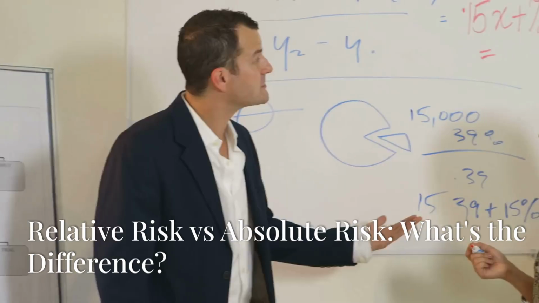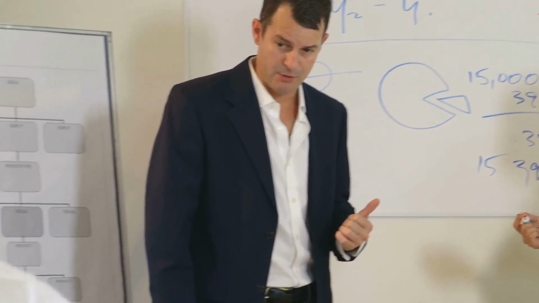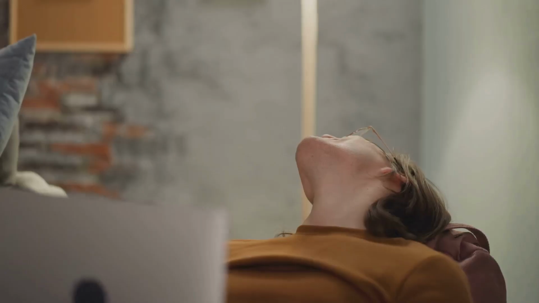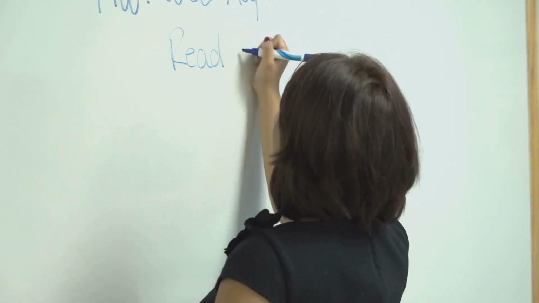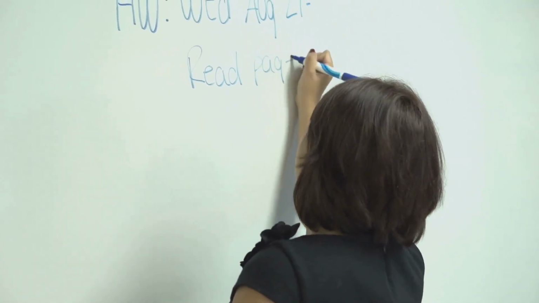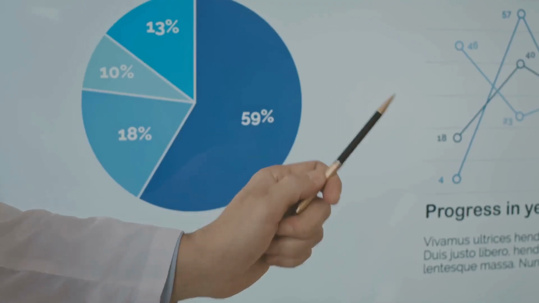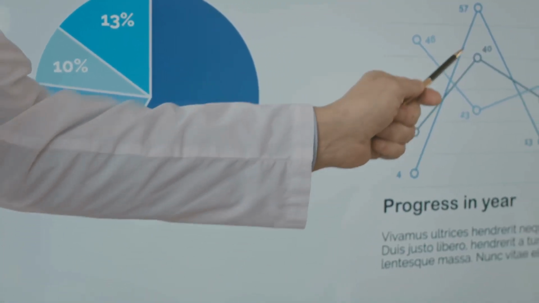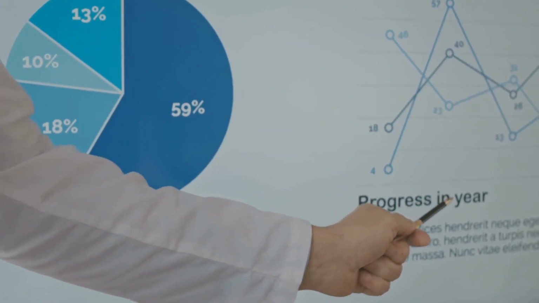Hey everyone! Today I'm going to break down the difference between relative risk and absolute risk in the simplest terms possible. These terms might sound complicated, but trust me, they're pretty straightforward once you get the hang of them. So, let's start with absolute risk. Absolute risk is basically the chance of something happening. It's a simple percentage or probability. For example, if 1 out of 100 people get a certain disease, the absolute risk is 1%.